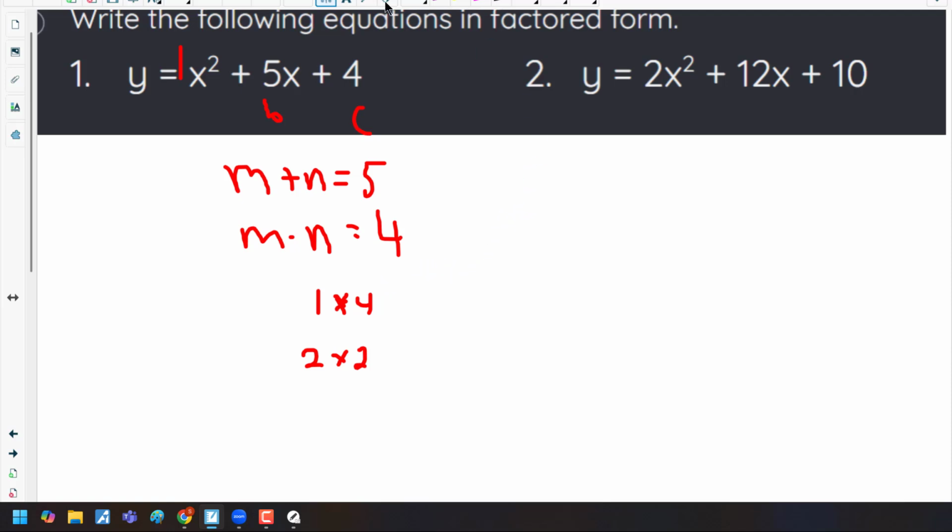So the answer is just x plus 1, x plus 4. 1 and 4, those are my two values. Here, first example where A is not 1. A is 2. B and C.